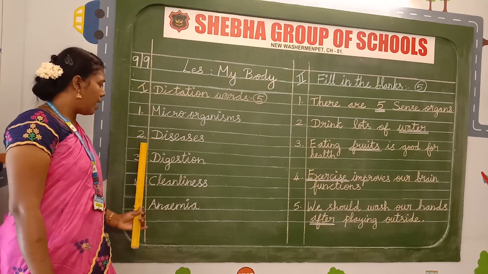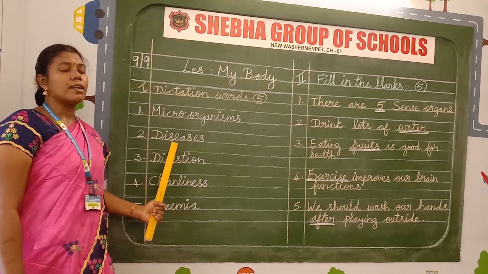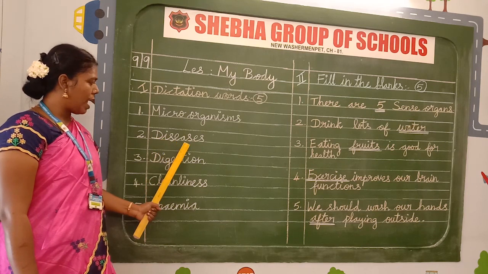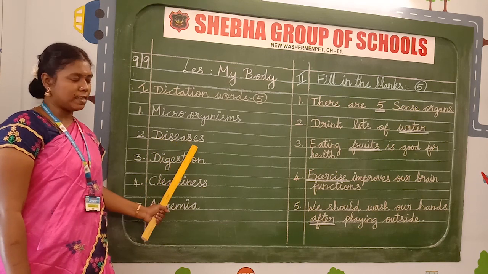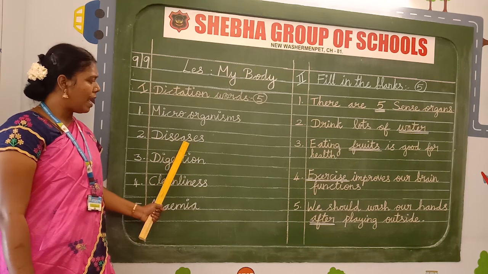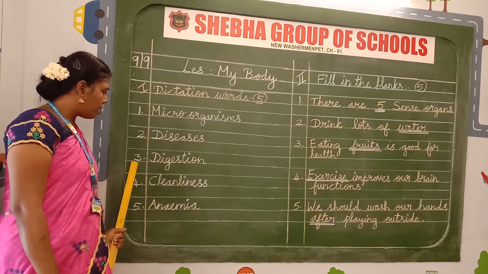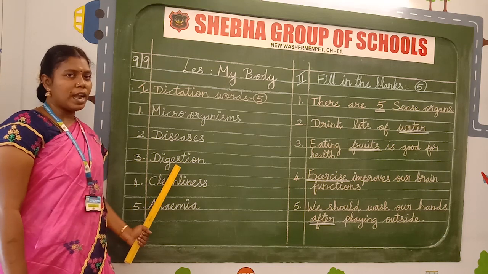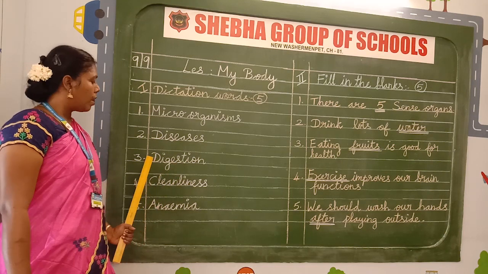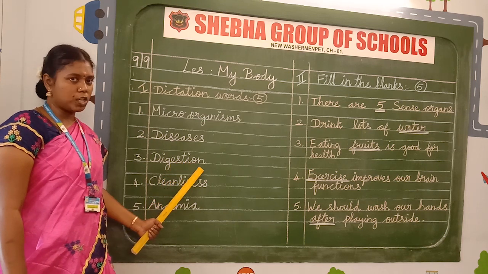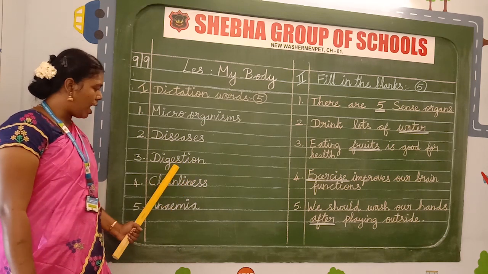Now we can start to write number 2. Diseases. Diseases means noigal. DISEASES. Diseases. After you can leave the line, then write number 3. Digestion. Digestion means jiranam. DIGESTION. Digestion. After finishing this one, you can leave the line.